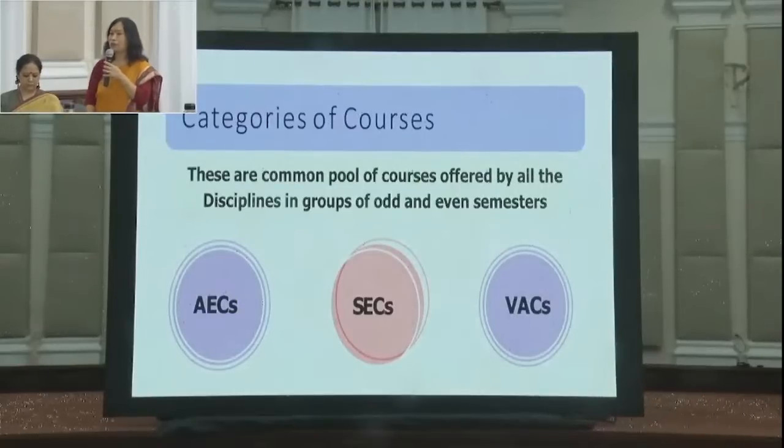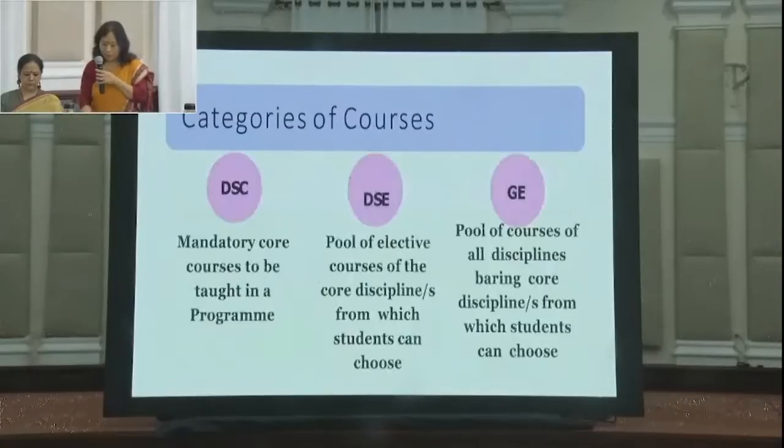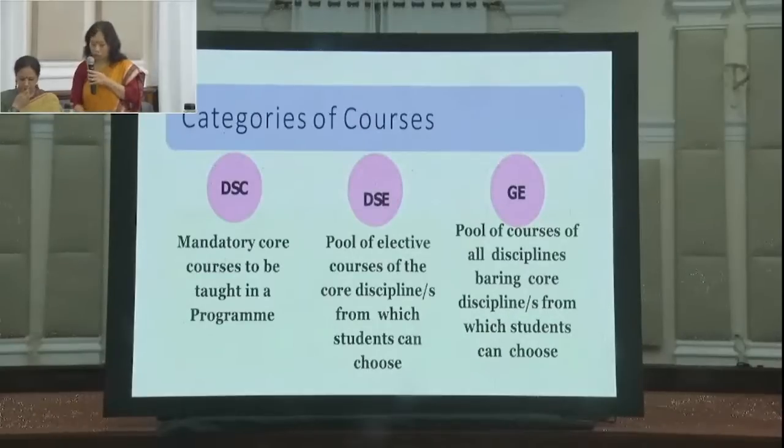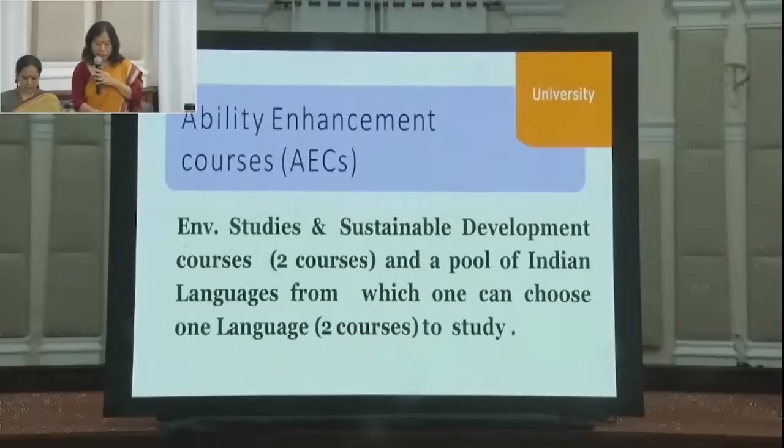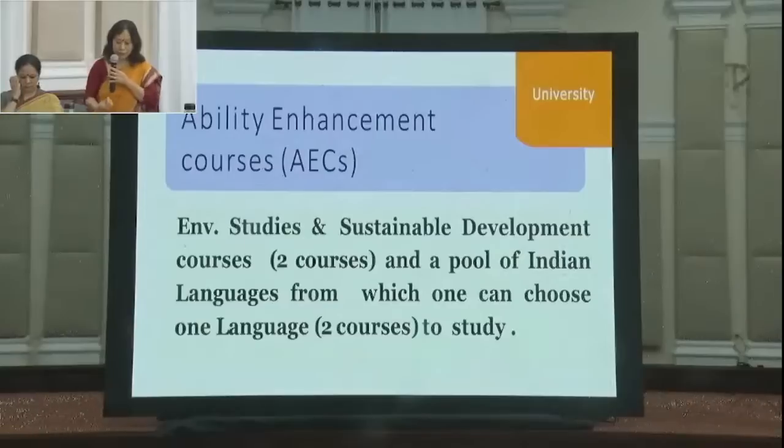And we have three more courses other than these, that is the ability enhancement course, skill enhancement course, and value addition courses. Now all three of these are 2-credit courses, whereas the previous three types of courses that you have seen are 4-credit courses. Now the ability enhancement course, as you can see, consists of 2 groups of courses: environmental studies, and the pool of Indian languages.